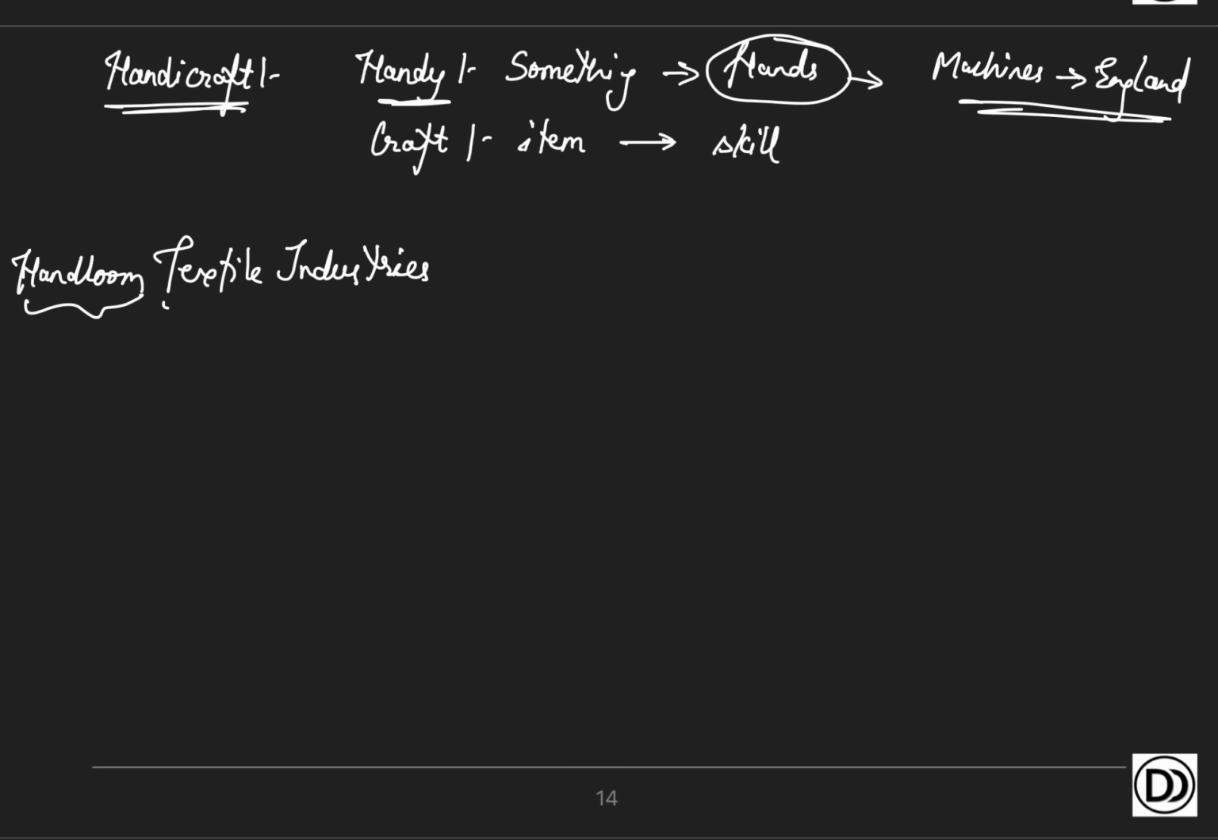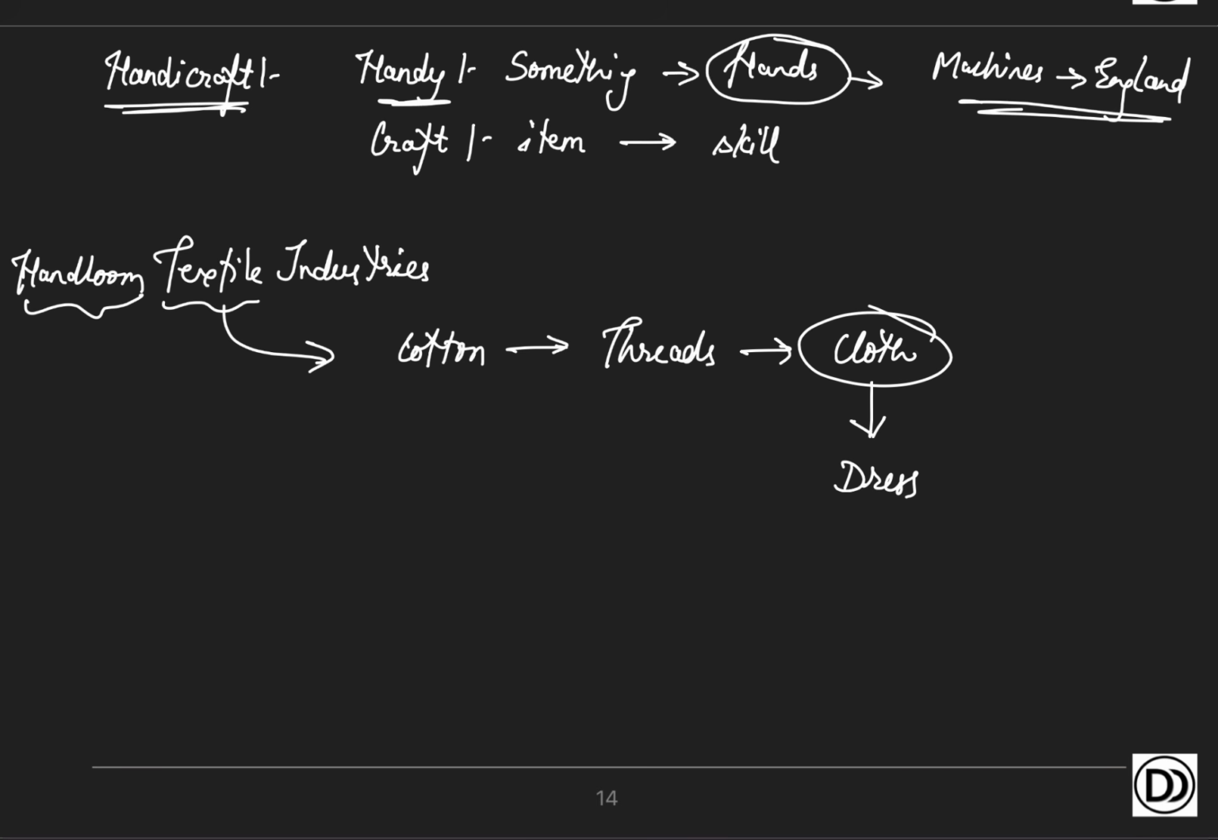Now what are these terms? Handlooms and textile. Textile is any cloth made out of a fiber. For example, let us say cotton. From cotton, threads are made, and these threads are used to make a cloth. Then this cloth is tailored by the tailors and dresses are made out of it. So this cloth is called textile. Handloom means a loom operated with hands.